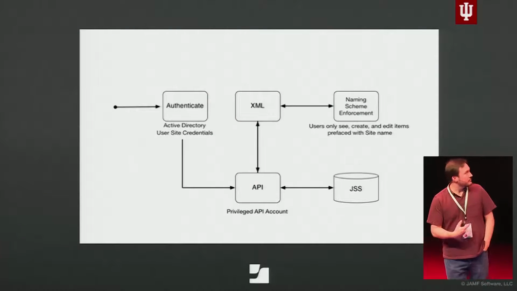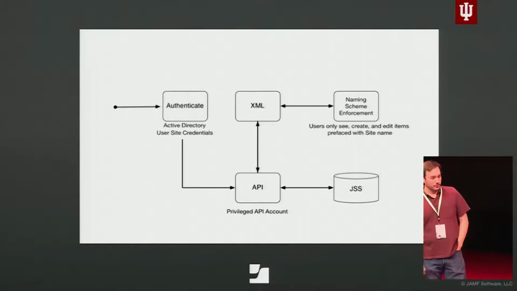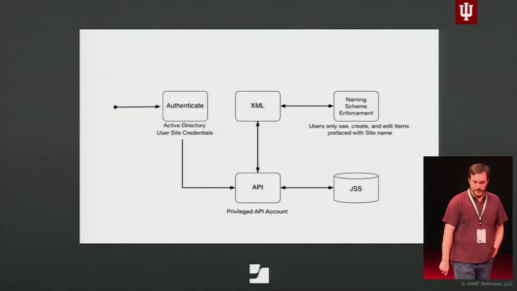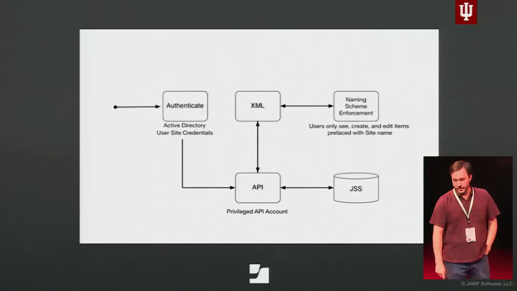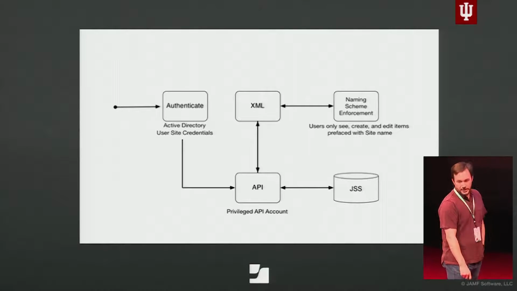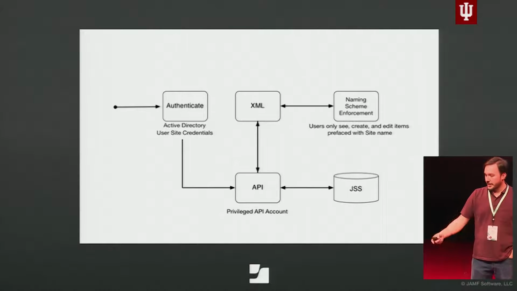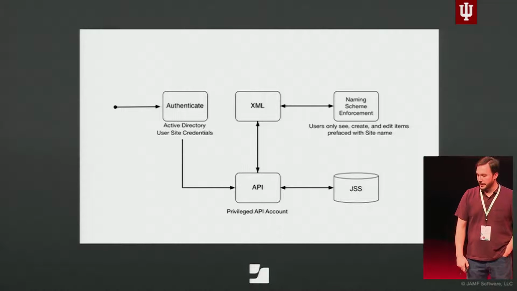And this is kind of a very basic diagram of the workflow. We authenticate in, we check the credentials and look for the group. The API will pull down the XML, and then it will do the matching and only display out the items for the user with that site name.